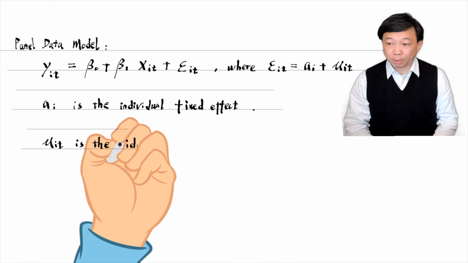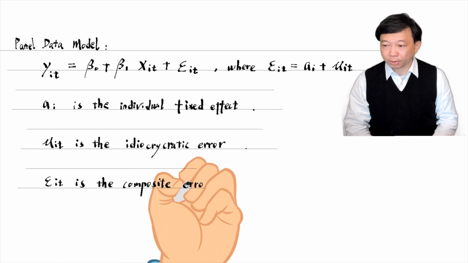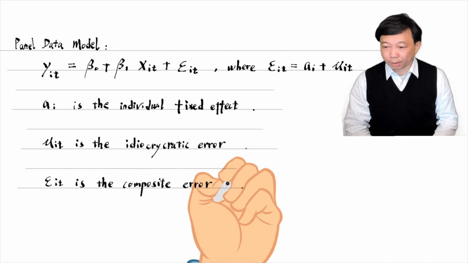The second error term component, mu it, is called the idiosyncratic error. It represents unobserved factors that change over time and differ across individuals. That is why it has both the i and t subscripts. The overall error term epsilon it can be written as the sum of the individual fixed effect a i and the idiosyncratic error mu it. Epsilon it is often called the composite error.